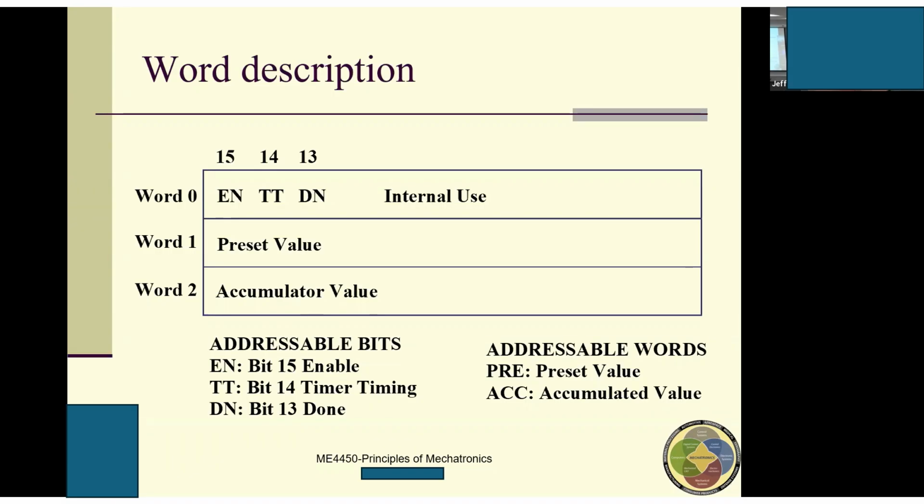Questions? If I want to test your understanding of the word description, I will ask you: what is the structure of a timer? How many words does it occupy, and what are they? How does the done bit work? And what are addressable words? Addressable means that you can visit it. You can either read or write from this address. That means this address is addressable.